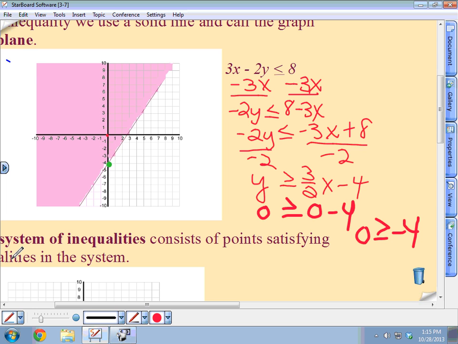Shake your head, yeah, okay. So we know that this is a true statement, which means this part here, (2, 2), is in the correct answer. So that's the shaded part. If I would have come out and got a false statement, that means that's not part of the solution, and this half plane would have been the solution.